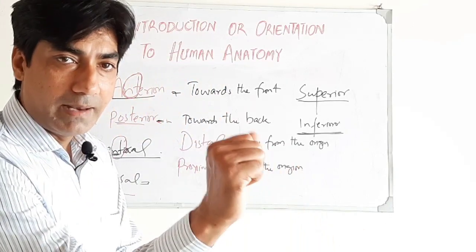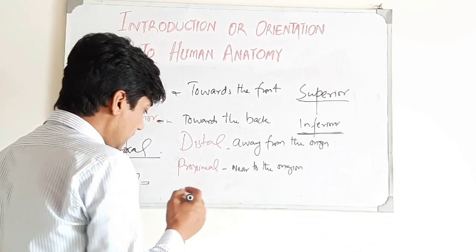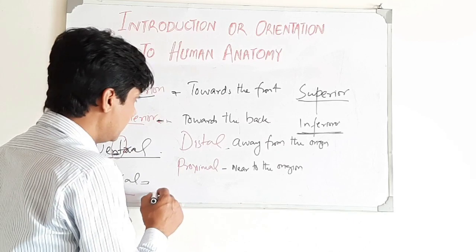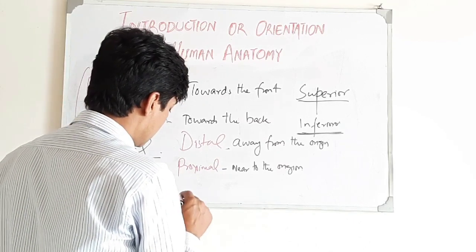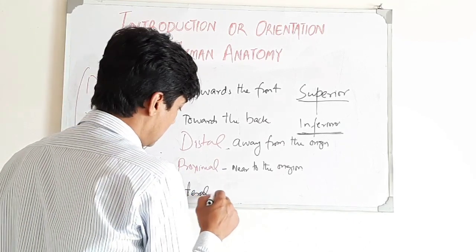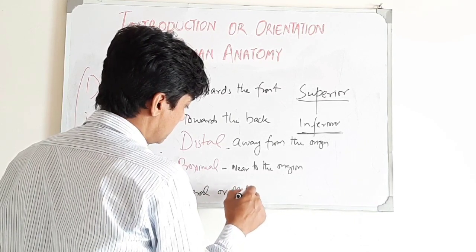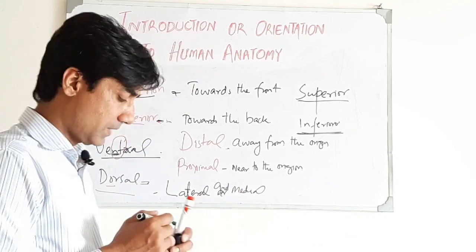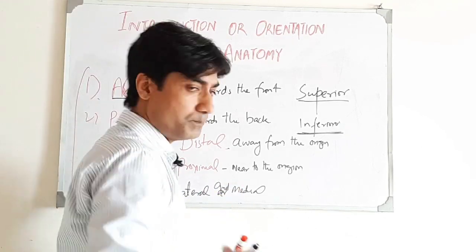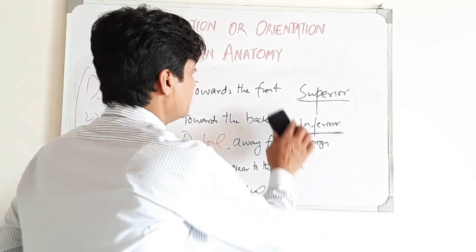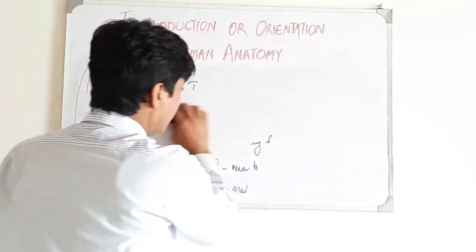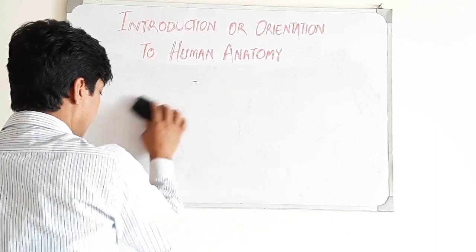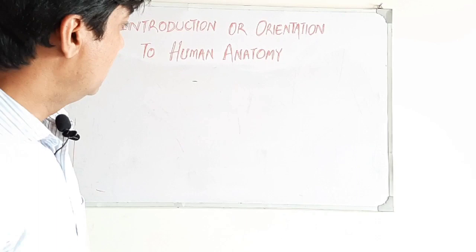Another pair of terms used to describe the human anatomy is lateral and medial. For example, this is the midline position. The body can be divided into right and left halves, and in the middle here is the sternum.